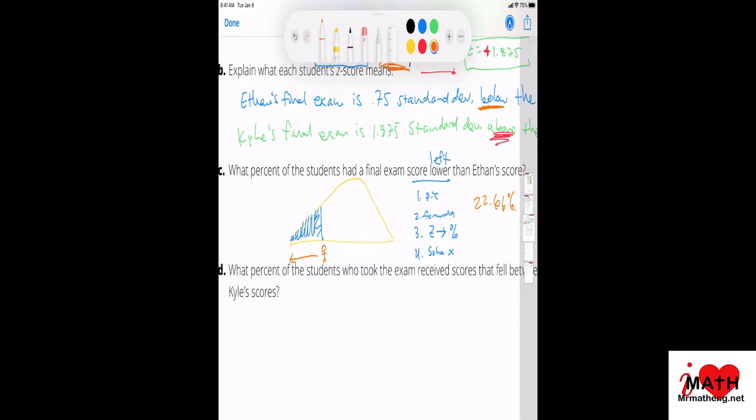So basically, if Ethan's right here, that means he did better than 22.66% of people. But if you go the other direction, the green direction, you add up the blue plus green and it equals 1. So if I take 1 minus 0.2266, you get the green region.